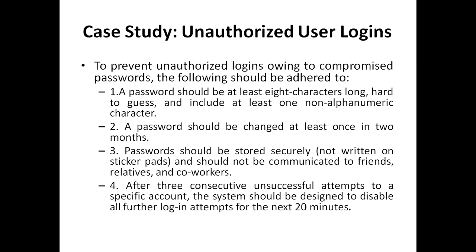for the next 20 minutes. So these are the preventive measures the user has to take, so that unauthorized user login may not happen in your system. If you see here, rules 1 and 2 should be observed by the user, though they can and must be enforced by the system. Rule 3 involves the user alone, while rule 4 involves the system alone. These rules are all measures intended to prevent the intrusion.